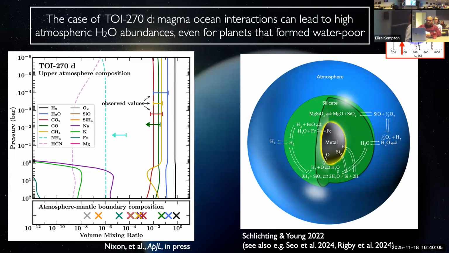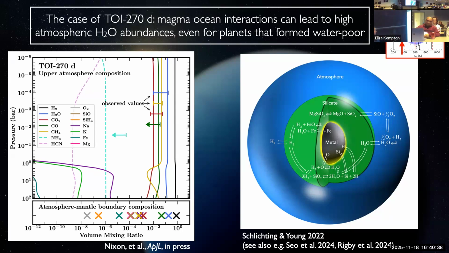If the atmosphere, the envelope, overlies a molten silicate layer, a magma ocean, you're going to have chemical exchange between the magma and the atmosphere. So we used a model where we just put a primordial, just hydrogen helium atmosphere on top of a silicate magma ocean and a metallic iron core. And we allow for chemical exchange between these layers.